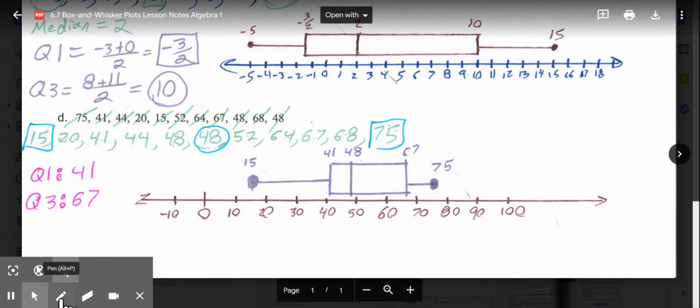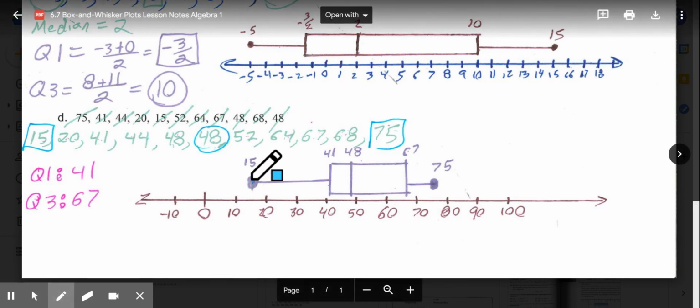So when I draw this out, I start with my dot here at 15, a dot here at 75, and draw in my 3 vertical lines, the one at 67, the one at 48, and the one at 41, and then I complete my plot. I draw my segments across the top and bottom to create the box, and then I draw in the whiskers out to the points. And that completes the box and whisker plot.